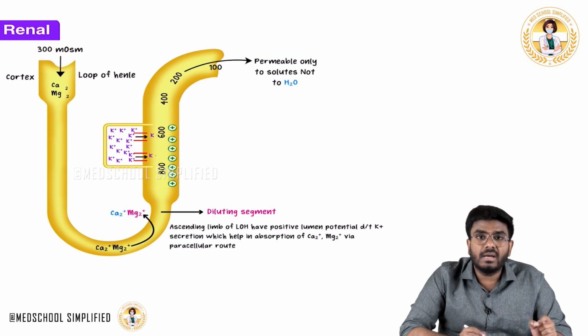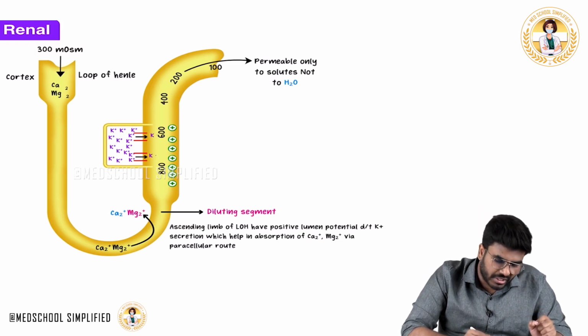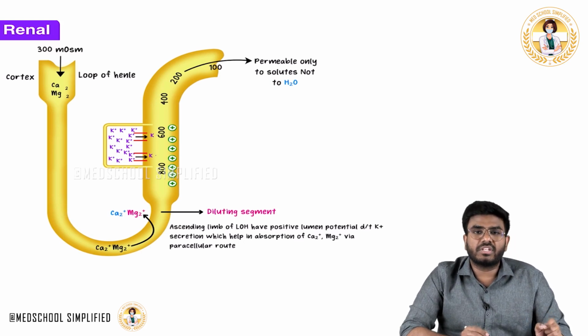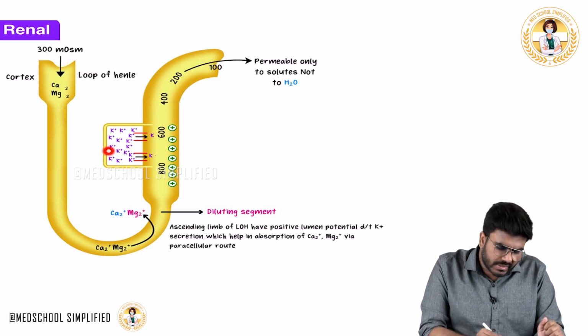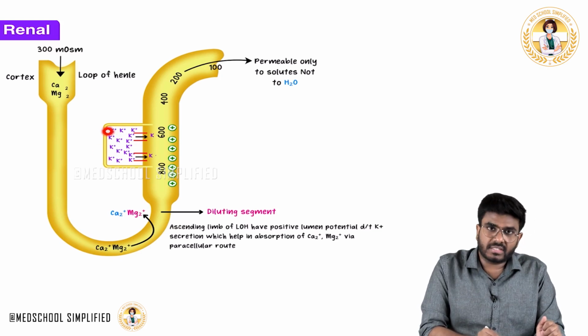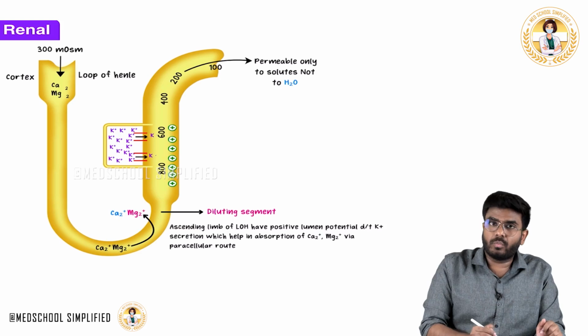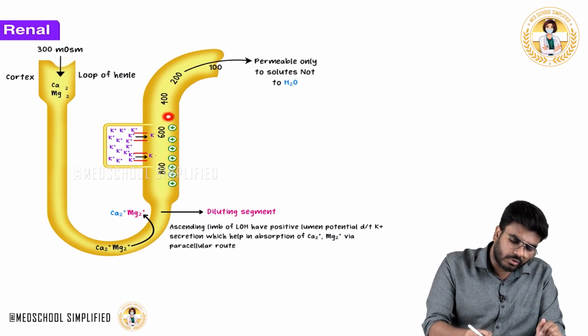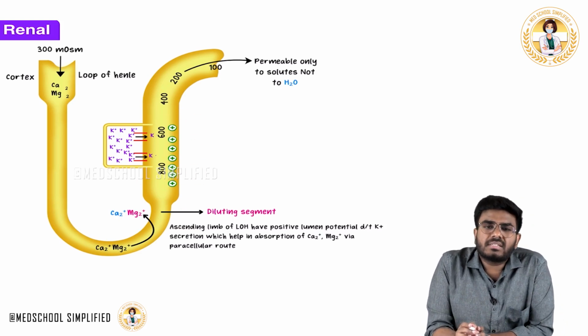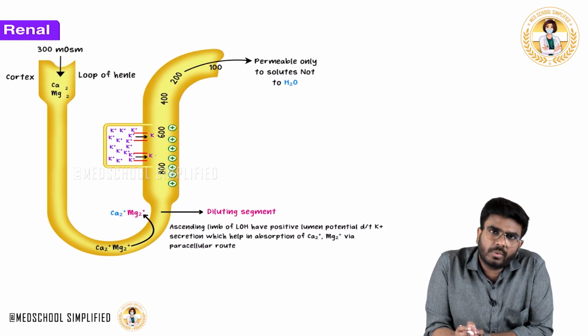That actually gives the positive luminal potential. So the ascending limb of loop of Henle is having which potential? Positive luminal potential. So what we are discussing? We are discussing that potassium is getting accumulated inside the cell, and the potassium is going to be secreted back into the ascending limb of loop of Henle. That gives the positive luminal potential. So now tell me, what is the importance of this positive luminal potential?